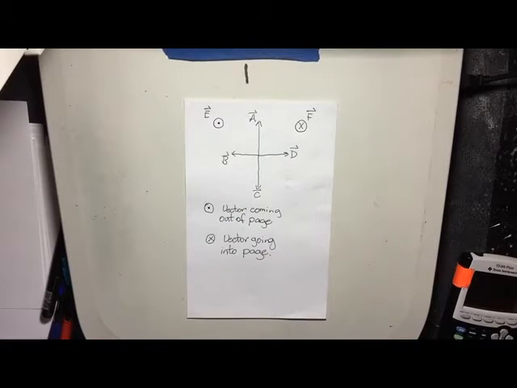So the circle with the dot represents the arrow coming at you, the arrow or vector coming out of the page. The circle with the crosshairs is the arrow going into the page. It's the vector going into the page.